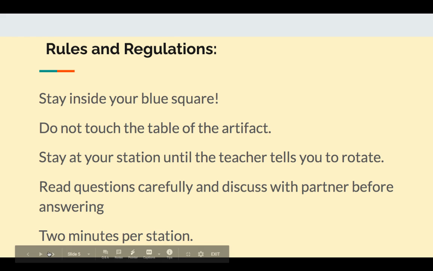Rules and regs. At all times, when you're not rotating, stay inside your blue square. Do not touch the table or the artifact. Okay? Stay at your station until the teacher tells you to rotate. You're going to have 2 minutes at each station looking at each artifact. Don't wander and see what the next one is. Don't talk to your friends across the way. Stay in your blue square.